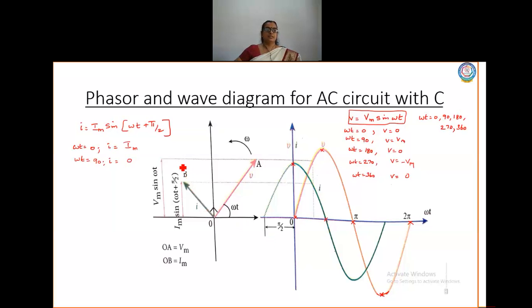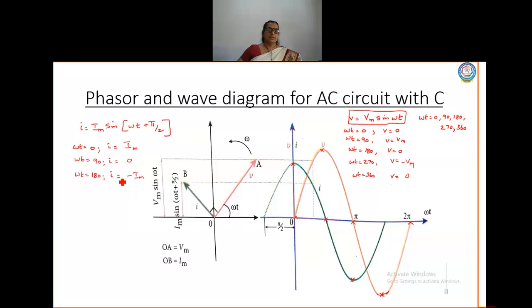Okay, right. Next, for omega t is equal to 180, what will be the value of I? So omega t 180. 180 plus 90 will be 270. So sin 270 is minus 1. So I have the value of I as minus Im. So where is 180 here? So 180 is here. Now with respect to that you plot the point here. So this is the third value.